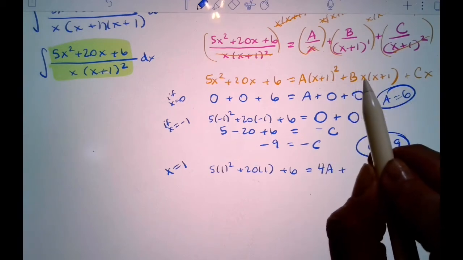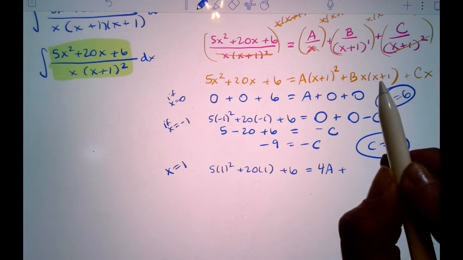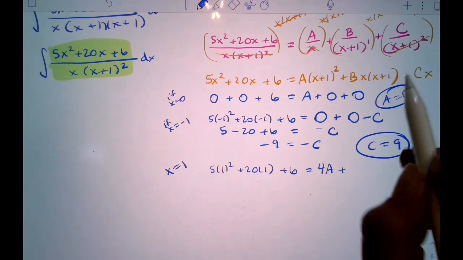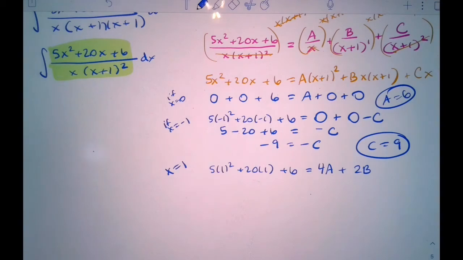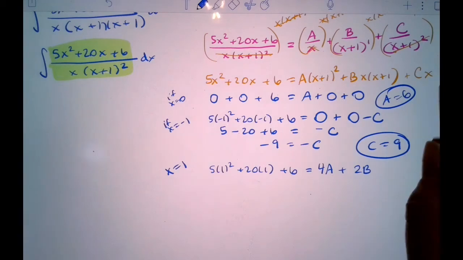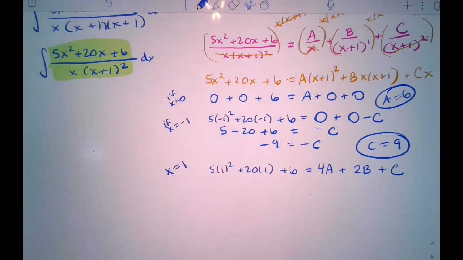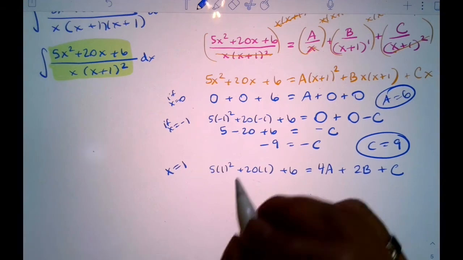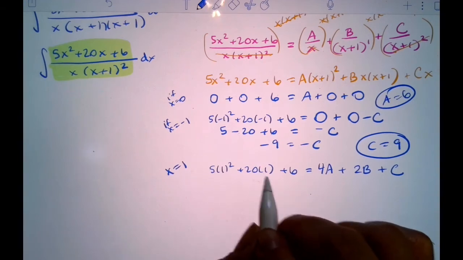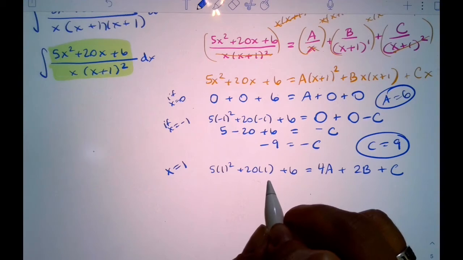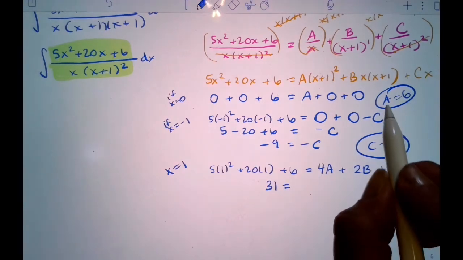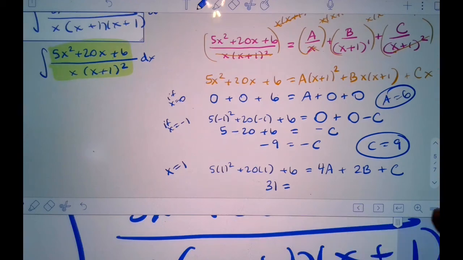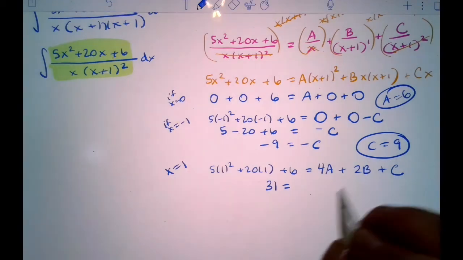Over here, if x is 1, I'd have b times 1, that's b, and then 1 plus 1, that's 2. So that would be 2b. The last piece of the puzzle here is that, remember, x is 1, so that's a c. All right, so what do I have? I have 5 plus 20 plus 6. That is 31. What do I have here? I have 4 times a. Well, remember, a is 6. So 4 times a is 24.